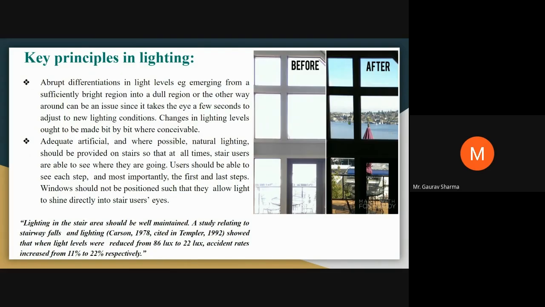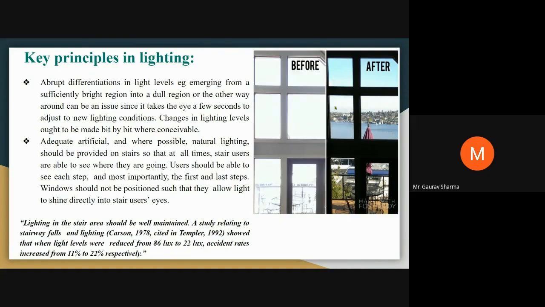The glare will also affect human health, because the more the lighting, it will be very difficult to work over there. Less the lighting, it will again be difficult to work over there. But lighting should be there in the optimum quantity. Considering that aspect, you can compare this figure. So these are the basic principles regarding lighting.